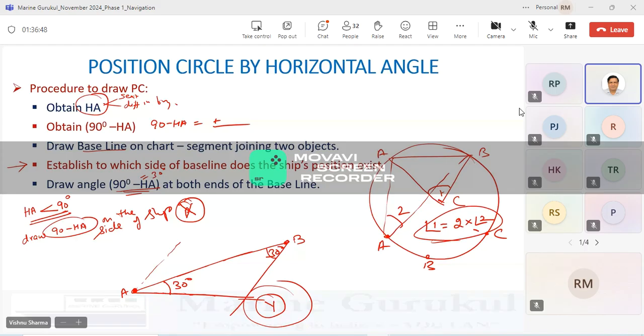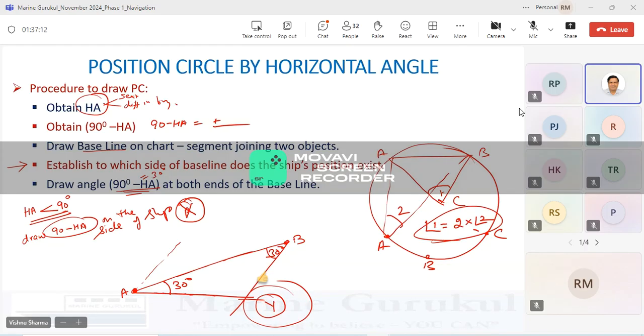Am I clear, guys? If the horizontal angle is less than 90, 90 minus horizontal angle is drawn on the side of the vessel. If the horizontal angle is greater than 90, it will be drawn on the opposite side. Am I clear, guys? Yes or no? Yes, sir.